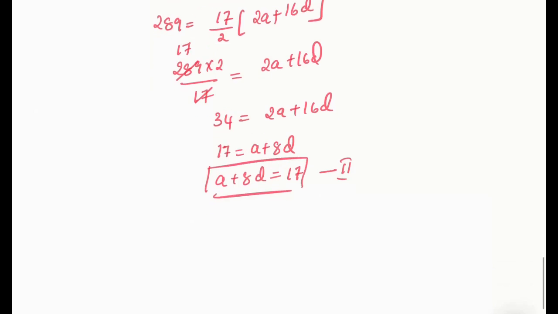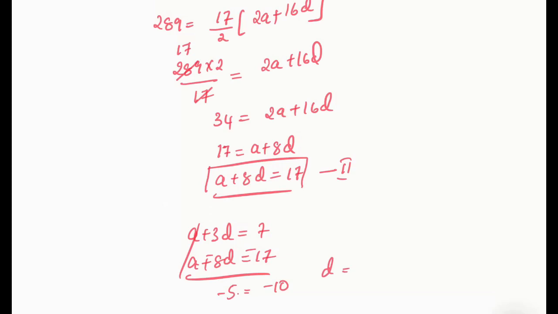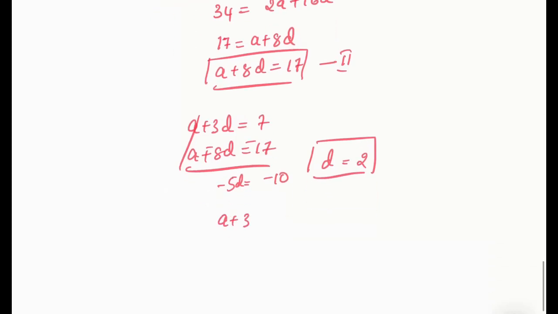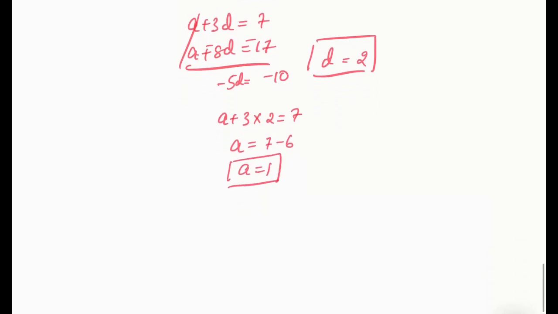What are you getting? a plus 3d is equal to 7. a plus 8d is equal to 17. Subtracting, minus 5d is equal to minus 10. d is equal to 2. Since you got d as 2, a plus 3 into 2 equals 7. a is equal to 7 minus 3 twos are 6, that is 7 minus 6, so a is equal to 1. So you got the value of a as 1 and d as 2.